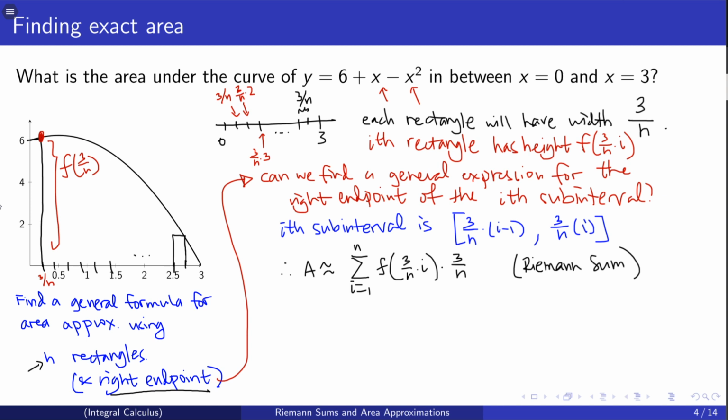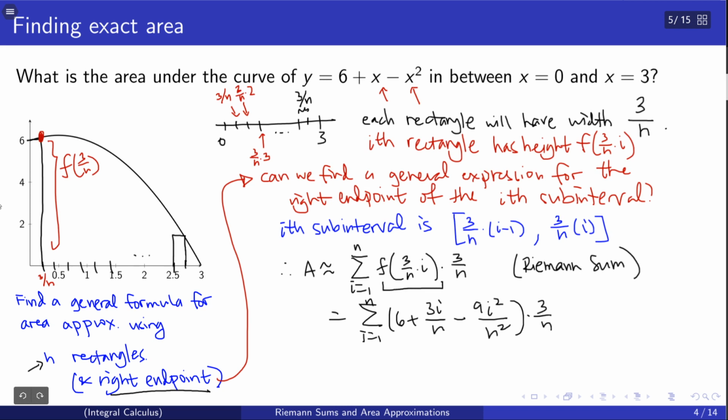Okay? And, well, you might say that still doesn't give us the exact area. Well, remember, I said, now we can actually take the limit. And, well, how would you do that? First, you'd have to plug 3 over n times i into the actual function. And that's 6 plus 3i over n minus 9i squared over n squared, multiplied by 3 over n. And using our properties of sigma notation, we can now write this as 18 over n summation of just 1 plus 9 over n squared summation of i minus 27 over n cubed summation of i squared.